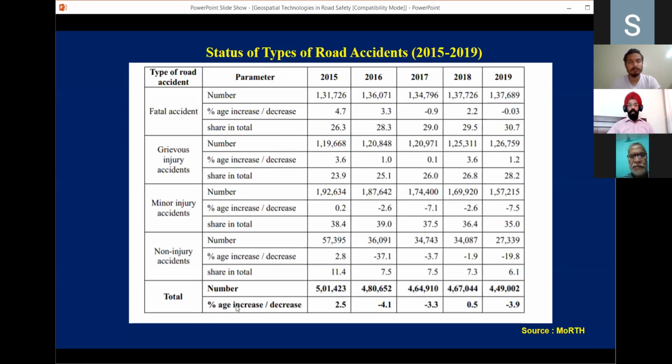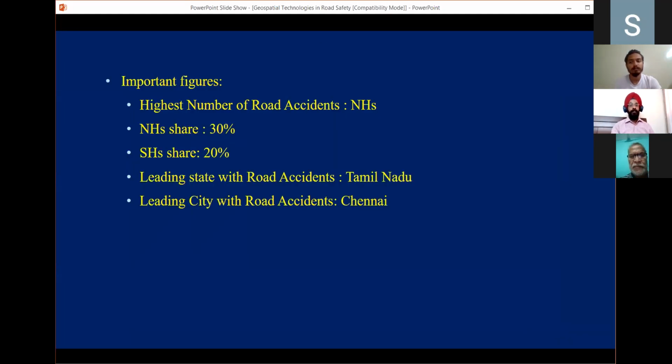If we talk about the total number of accidents from 2015 to 2019, taking 2015 as the base year, then 2016 is minus 4.5, then 4.1, then minus 3.5, and minus 4 approximately. So we must be happy, but we should not stop our work, our initiatives, our various mitigation measures. And these are the statistics which I have taken from the MoRTH data.